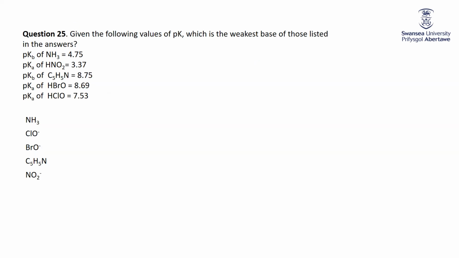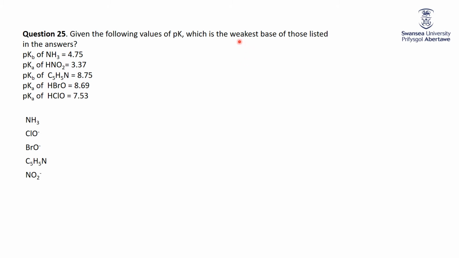Yeah, more of these things, and even sneakier here. I haven't just given you pKb's, I just say pK, because sometimes I give you a pKb, sometimes I give you a pKa. Now, if you look at the possible answers, NH3 is a base, pKb. C5H5N is a base, pKb. But ClO minus is a base that comes from HClO. BrO minus is a base that comes from HBrO, and NO2 minus is a base that comes from HNO2. So we've got to do some funny messing around.